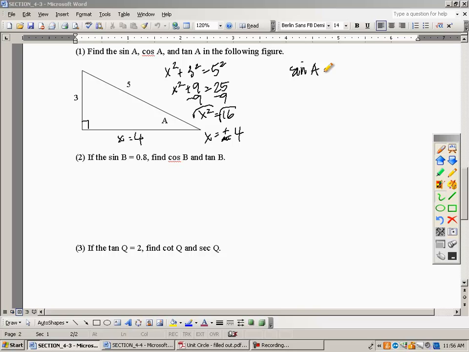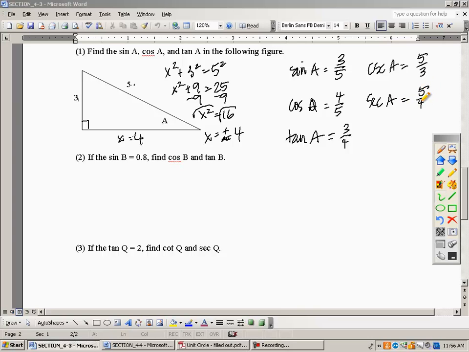The sine of A is the opposite over the hypotenuse, so 3 over 5. The cosine of A is the adjacent over the hypotenuse, so 4 over 5. The tangent of angle A is the opposite over the adjacent, so 3/4. If we asked you for the reciprocal functions, like cosecant of A, you would tell me 5/3. Secant of A is 5/4, and cotangent of A is 4/3.